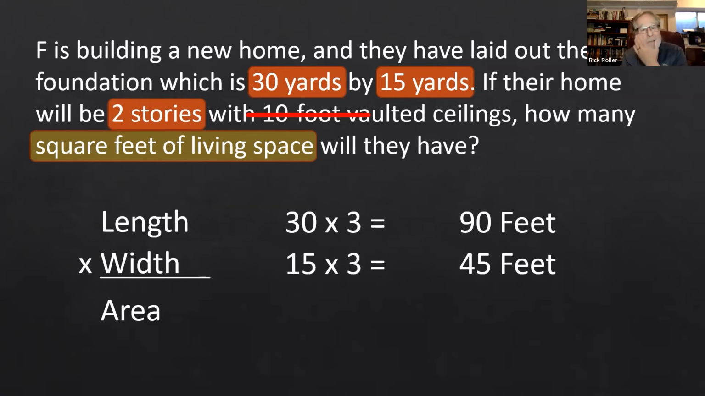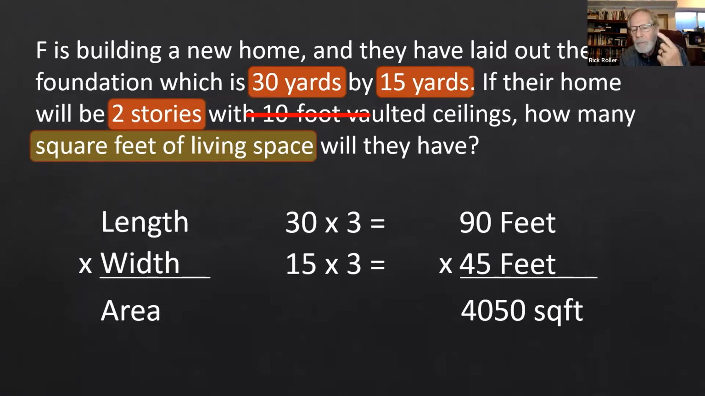Now we need to know the square footage. We take the 90 feet by 45 feet, and that gives us the square footage area of 4,050 square feet, but that's only for 1 floor. We have 2 stories here, right? So we just multiply that by 2, it's 8,100 square feet.